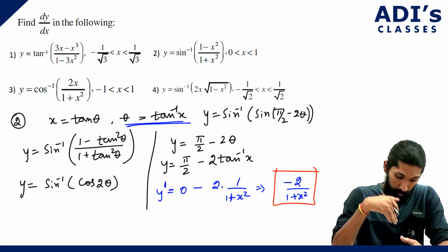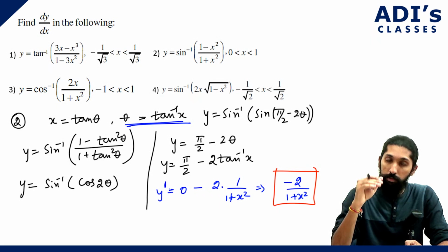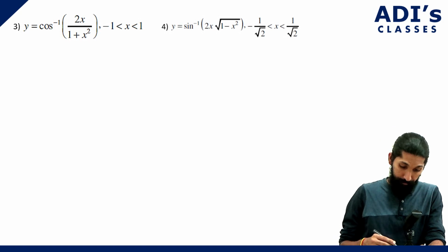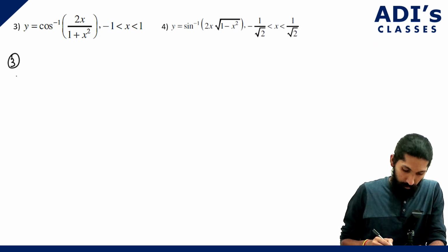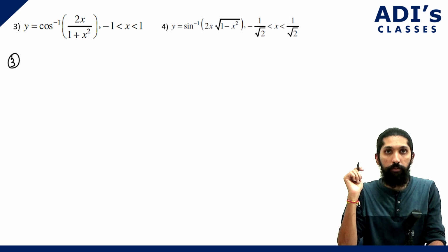Now we'll go for solving the third one, which is very, very similar to the second one. So the third one is going to be easy. Let's do the third one. See the third one. Now what you have is cos inverse of 2x by 1 plus x square.